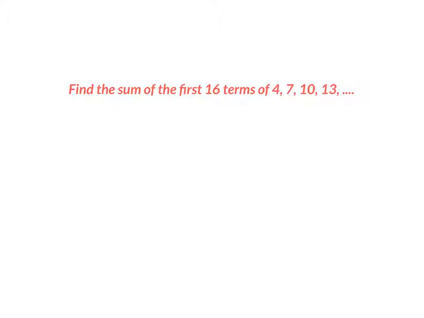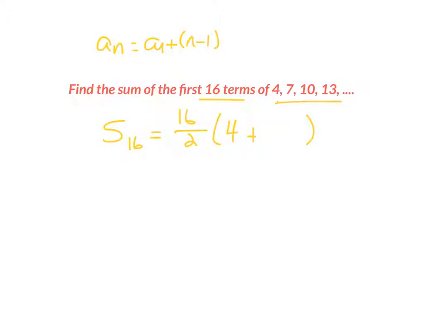This one says find the sum of the first 16 terms of the sequence. So the sum of the first 16 is the number of terms divided by 2 times the first term plus the last term. And I'm in trouble because I don't know what the 16th term is. When you do not know one of these things that are missing, you have to go back and use the same formula we were using earlier to find the 16th term, because I don't know what the 16th term is. So I'm going to try to find the 16th term.